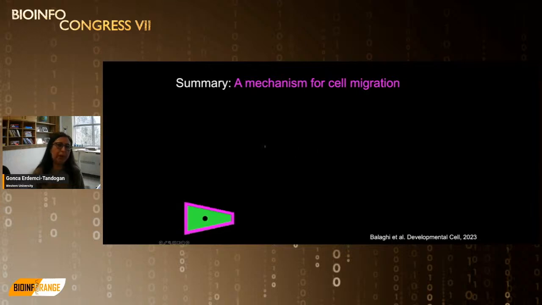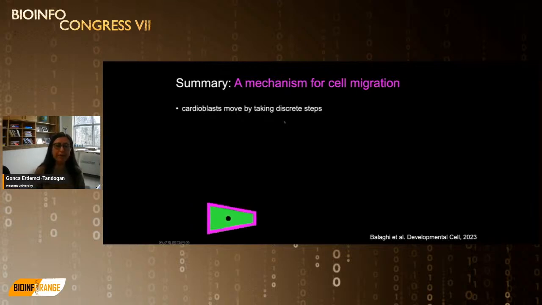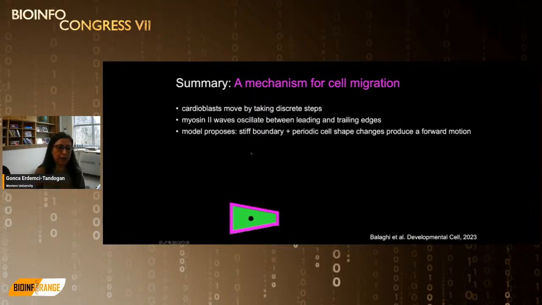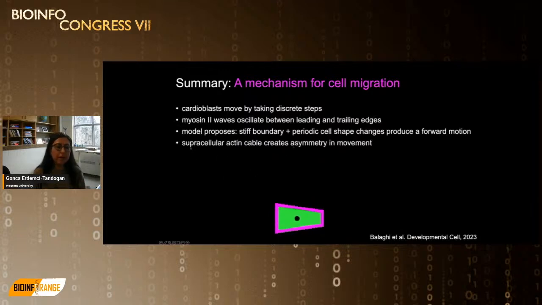So to summarize this part, we propose a mechanism for cell migration, in which cardioblasts move by taking discrete steps, and myosin waves oscillate between the leading and trailing edges, the front of the cell and the back of the cells. The mathematical model that we developed proposes that the stiff boundary plus the periodic cell shape changes produce a forward motion without us putting any external force on these cells. And we found that a supracellular actin cable creates an asymmetry in movement.